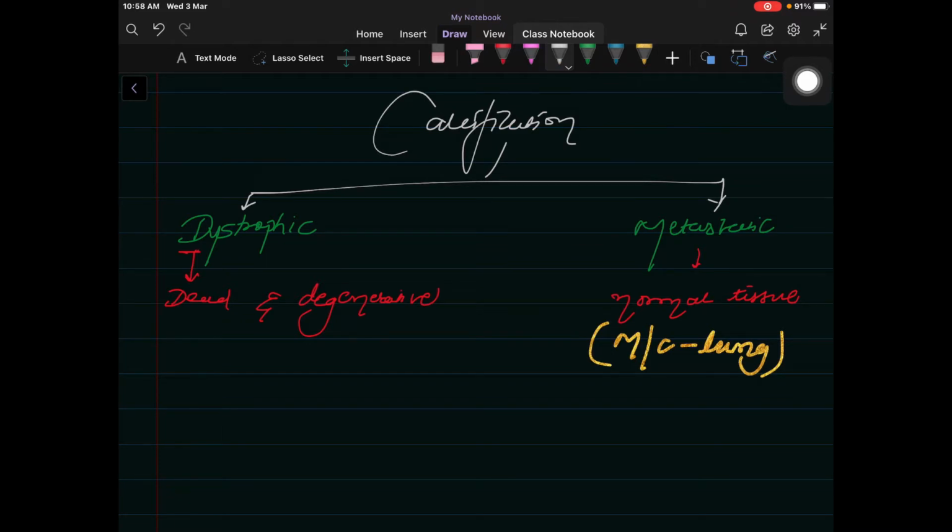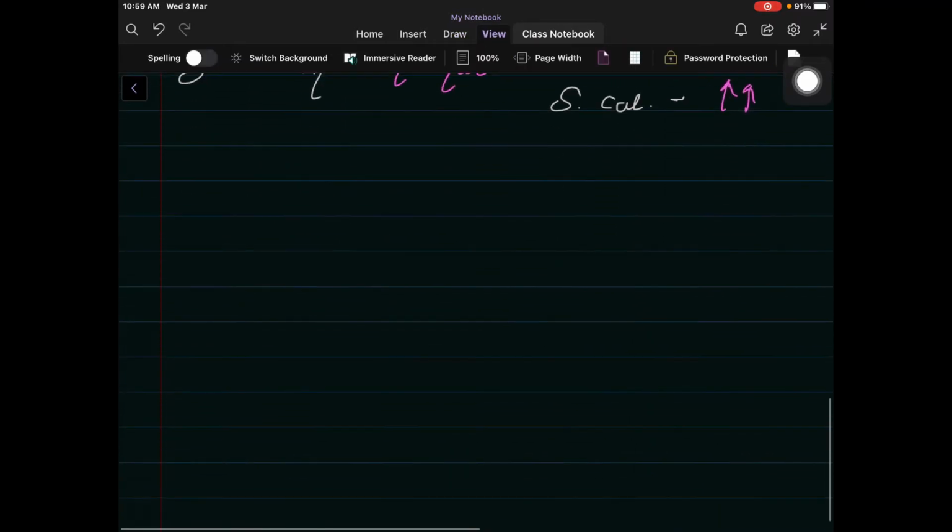The difference between dystrophic and metastatic calcification is that the serum calcium level in dystrophic calcification is normal, whereas in metastatic calcification the serum calcium level gets elevated. So now let's first discuss dystrophic calcification, and later we will discuss metastatic calcification.